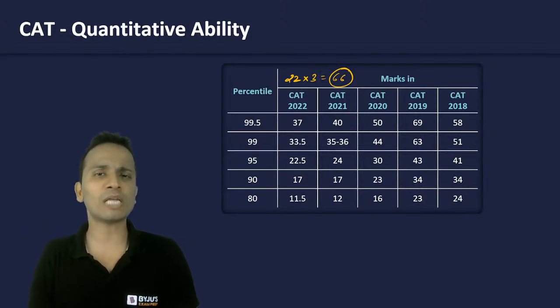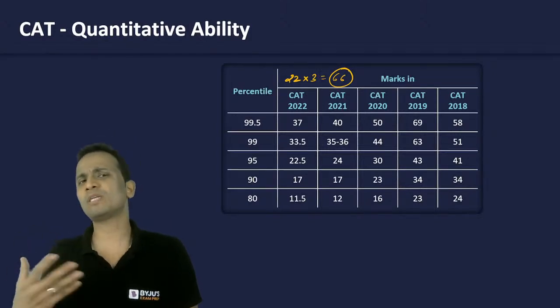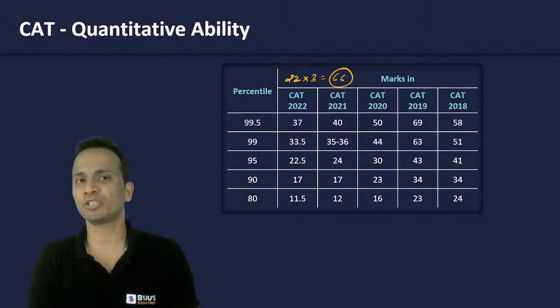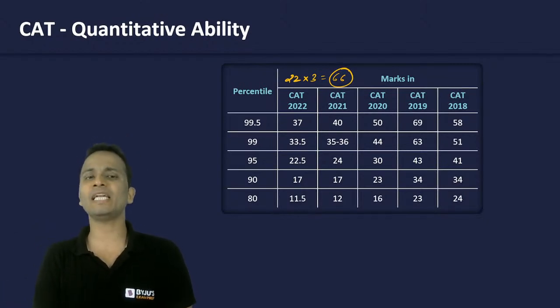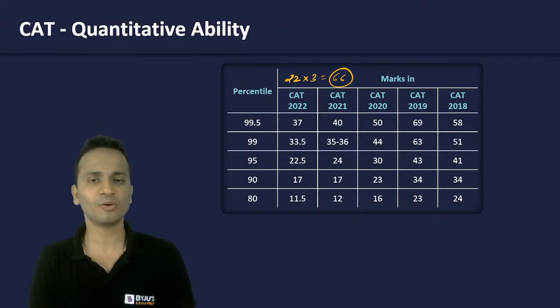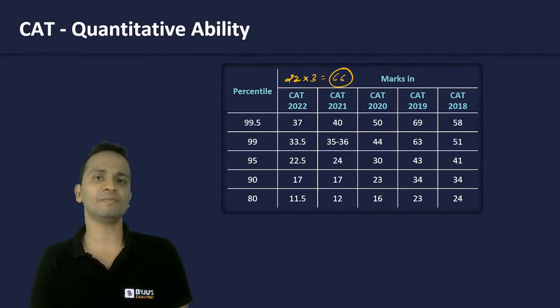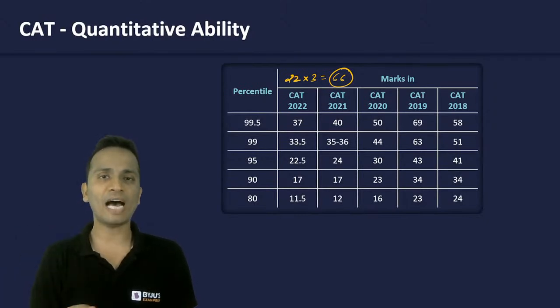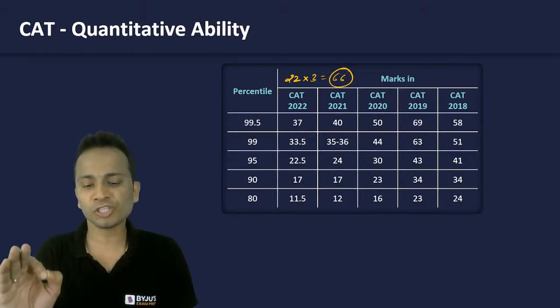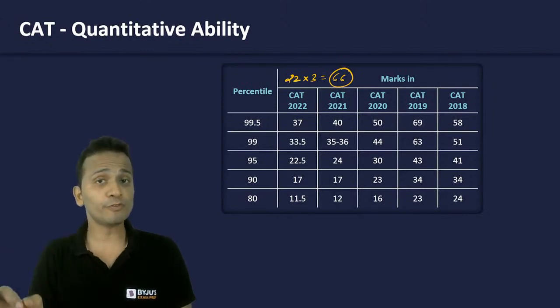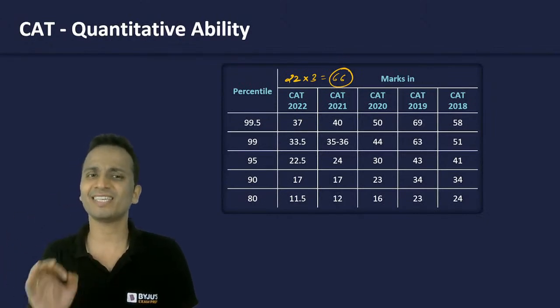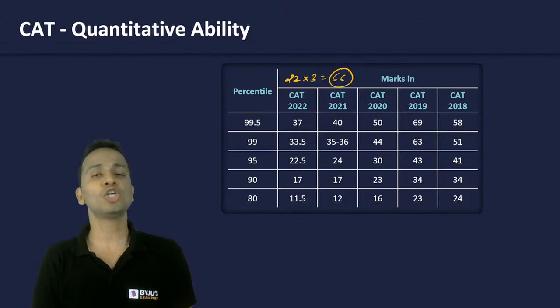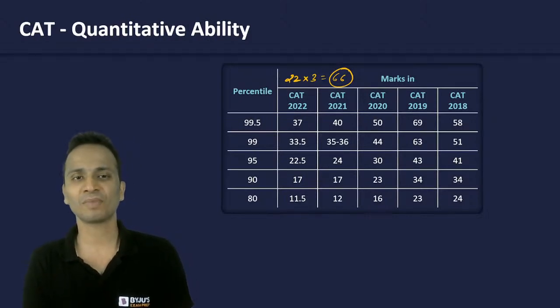Obviously, nobody is going to target 90 percentile. You need to target as much as possible. So why not target 99.5 percentile? Okay, so at a score of 37, that means out of 22, effectively if you have 12 or 13 questions correct, yes, you will be sitting among the top half percent of the students in the QA section, right?